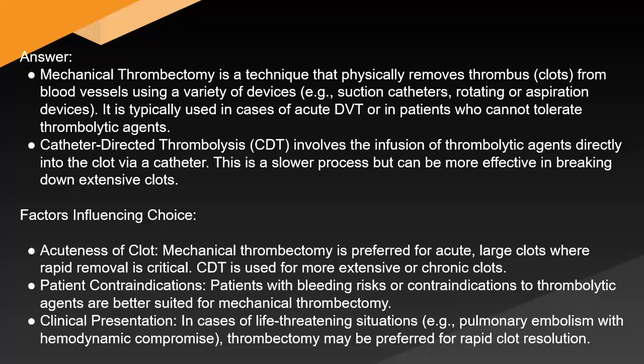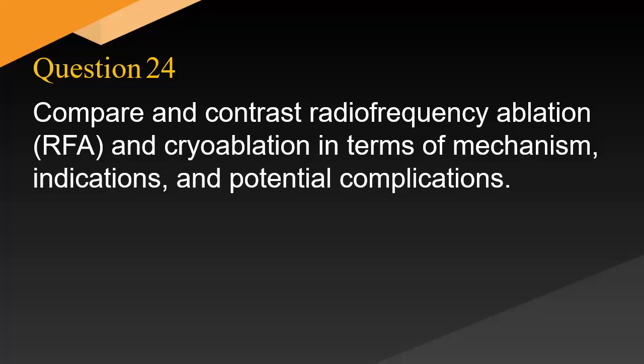Factors influencing choice: acuteness of clot. Mechanical thrombectomy is preferred for acute large clots where rapid removal is critical. CDT is used for more extensive or chronic clots. Patient contraindications: patients with bleeding risks or contraindications to thrombolytic agents are better suited for mechanical thrombectomy. Clinical presentation: in cases of life-threatening situations, e.g., pulmonary embolism with hemodynamic compromise, thrombectomy may be preferred for rapid clot resolution. Compare and contrast radiofrequency ablation (RFA) and cryoablation in terms of mechanism, indications, and potential complications.